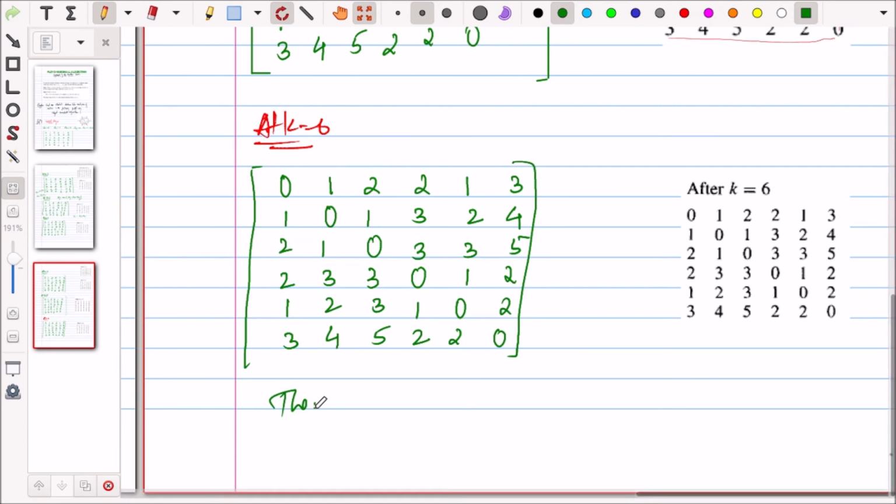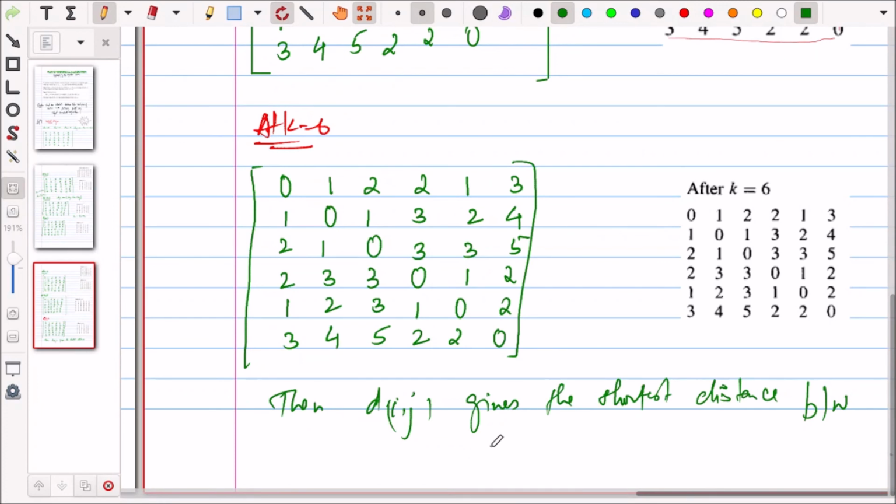So then dij gives the shortest distance between vi and vj. Okay, is it fine? Yes, sir. So this is your answer.